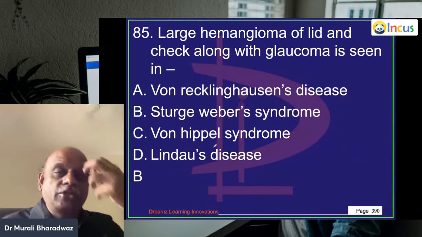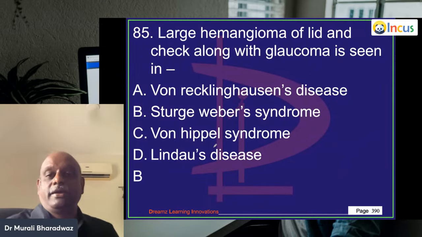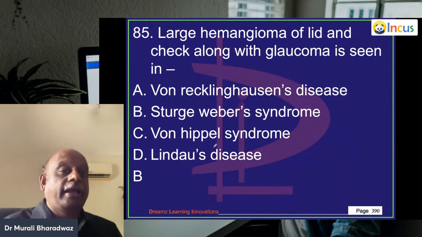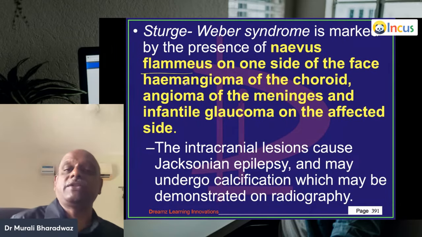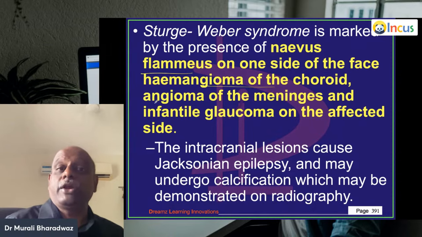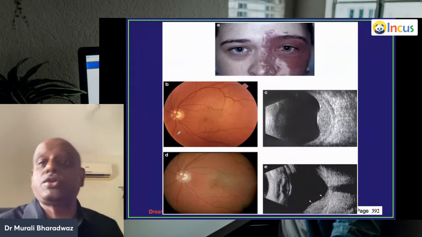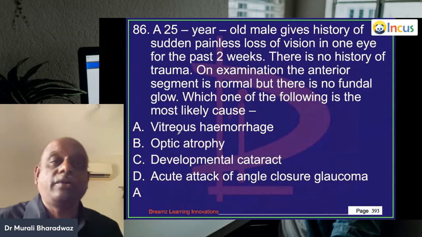A large hemangioma of the lid, along with glaucoma, think about Sturge-Weber: nevus flammeus on one side, hemangioma of the choroid, angioma of the meninges, infantile glaucoma. They're all the features of Sturge-Weber. Is what you need to remember.